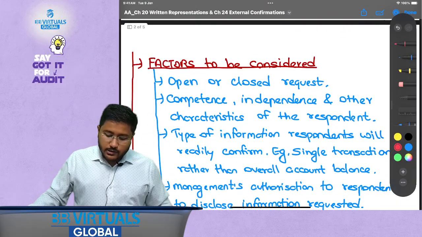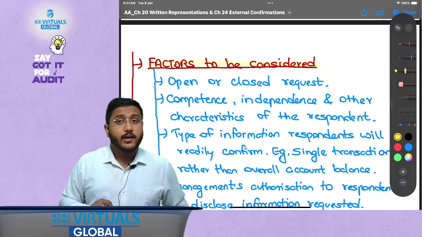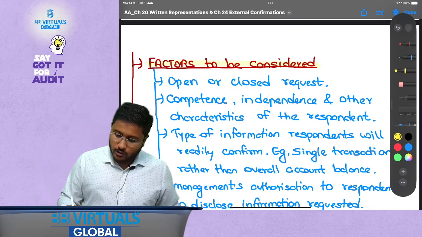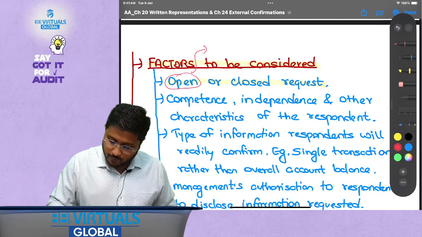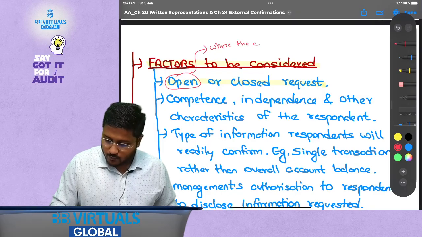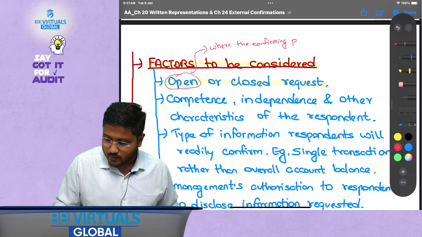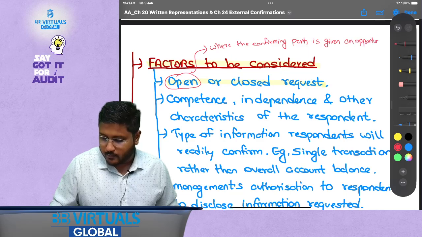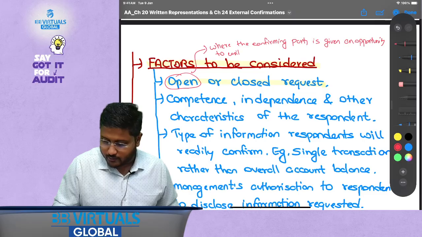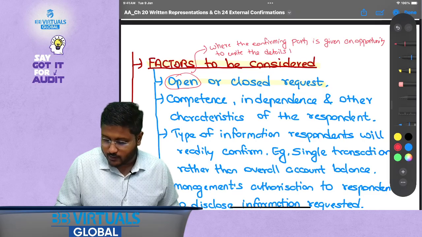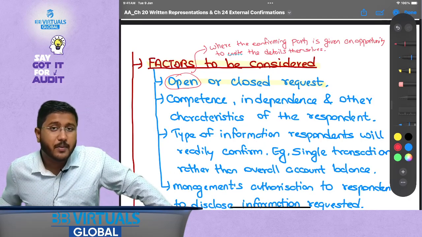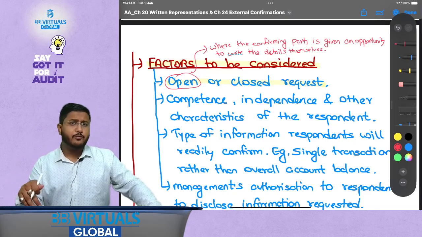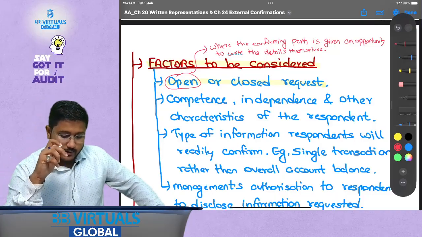Okay, now let's discuss about factors to be considered. Now in this page there is going to be a little more information also. Open or close request. What do we mean by it? See, open is where the confirming party is given an opportunity to write the details themselves. That is, the blank workspace is provided to them. For example, please confirm to us the amount of bank balance showing at the end of 31st March 2025 in this particular account number. Whereas second one is closed.